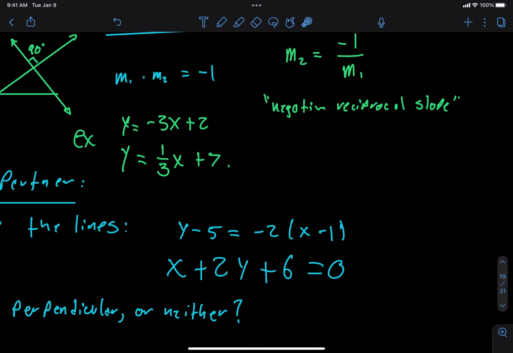What needs to be true is that the slope of the first one and the slope of the second one, if I multiply those two together, I get -1. -3 times positive 1/3, I get -1, right?